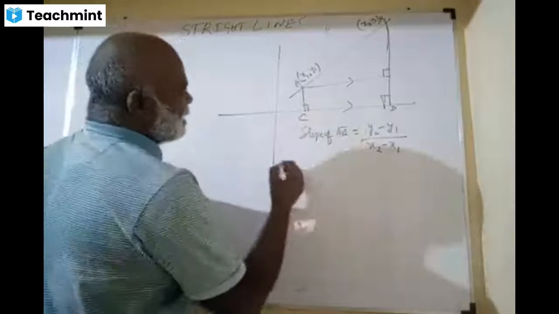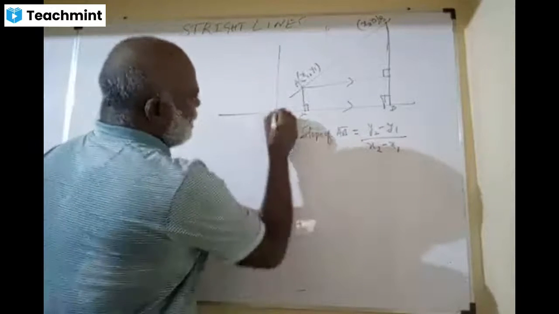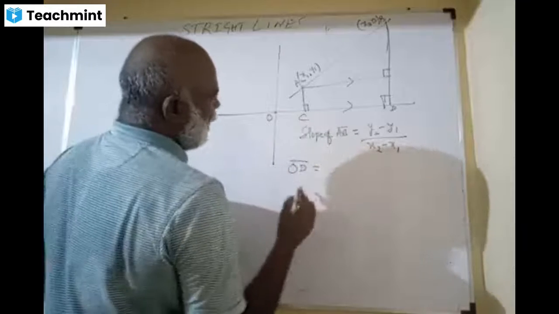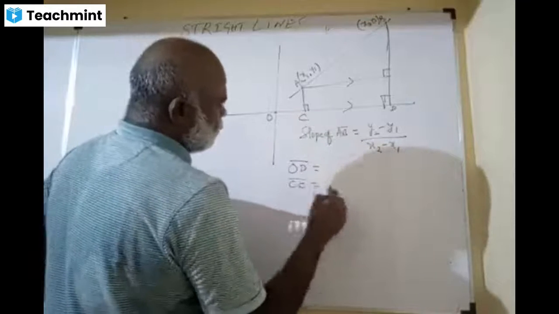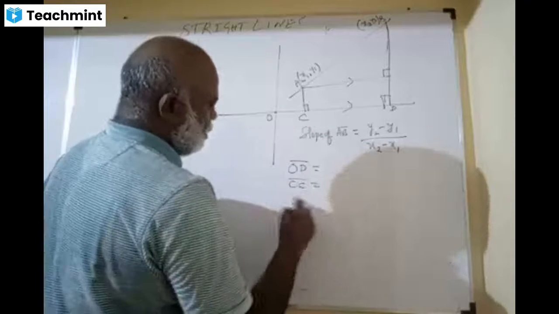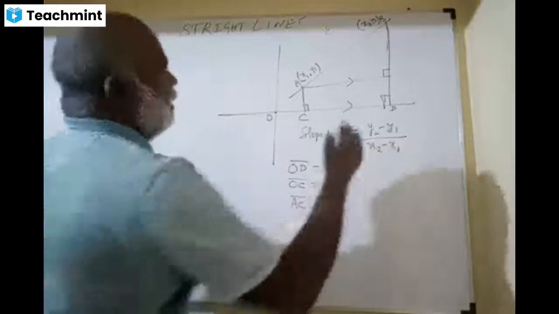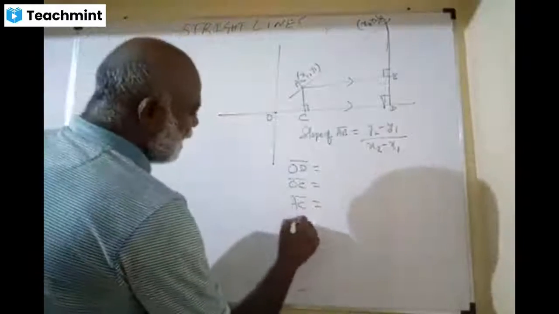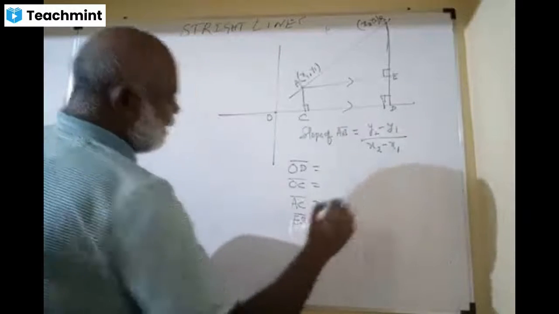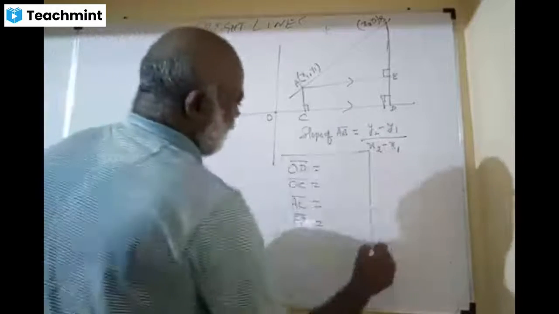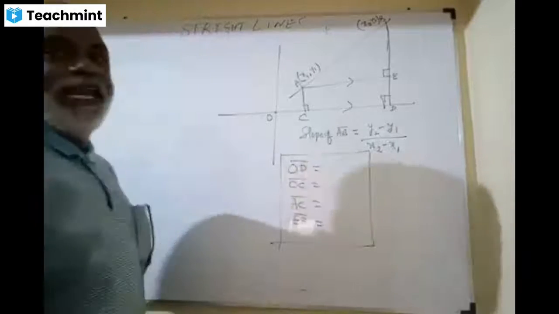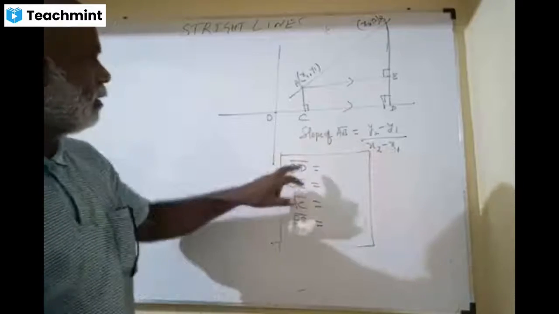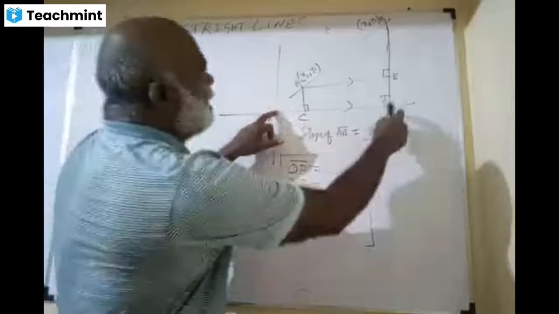I will ask these things, please. What is OD? What is OC? What is AC? What is BE or EB? Yes, come on, one by one now. Kavi, you tell me what is OD, dear? O to D, what is that length?